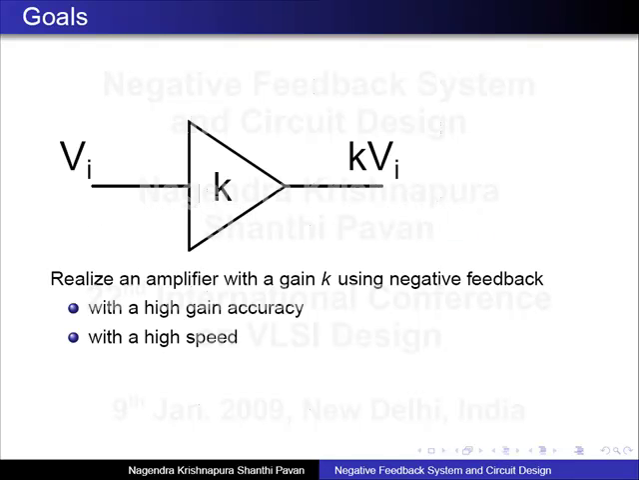Now this is our goal. We want to realize an amplifier of some gain K using negative feedback, and we would like to do it as accurately as possible. That is, when I say I want a gain of 2, I want it to be exactly 2. And also I want it to operate at a high speed. That is, I apply an input with any rate of change, it should really amplify it without modifying it in any way. Okay.